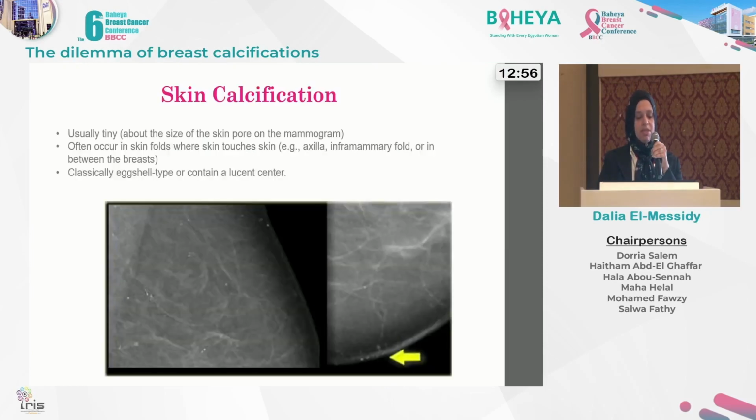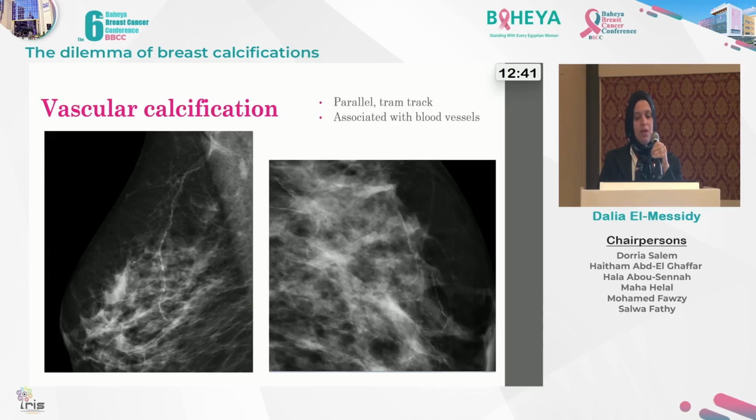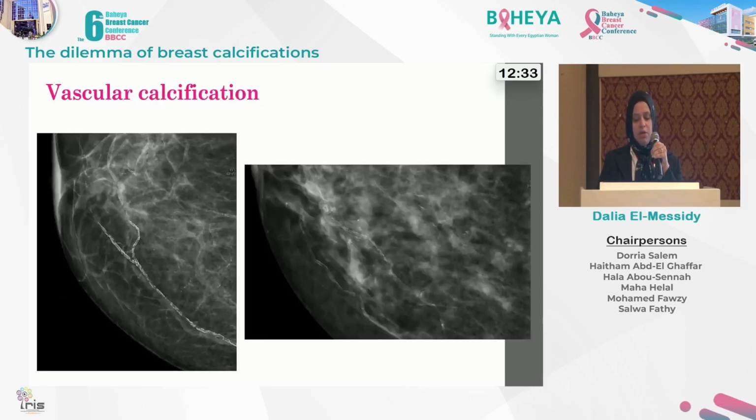The first type is skin calcification, which is usually tiny and often occurs in areas of skin folds where skin touches other skin, such as the inframammary folds and axillae. They are classically egg-shaped and may contain a lucent center. Vascular calcifications are associated with atherosclerosis of blood vessels. They have a parallel configuration and resemble tram tracks.